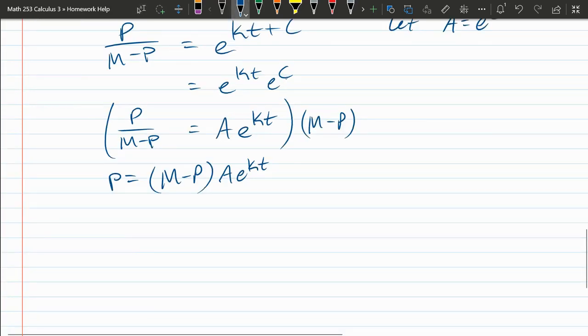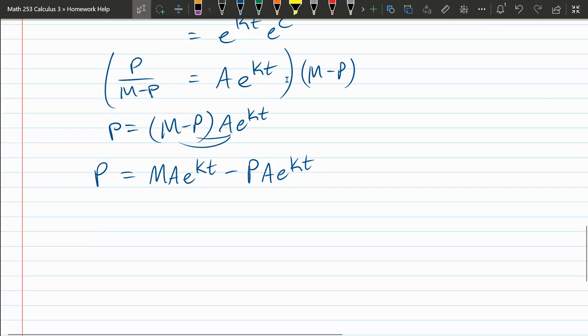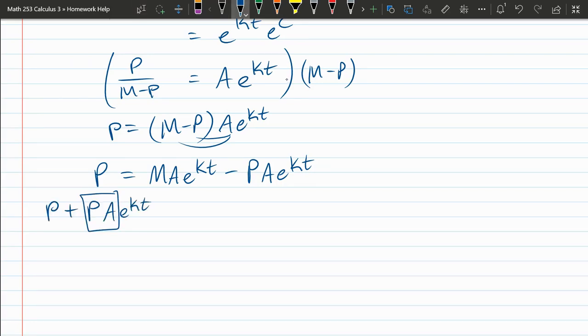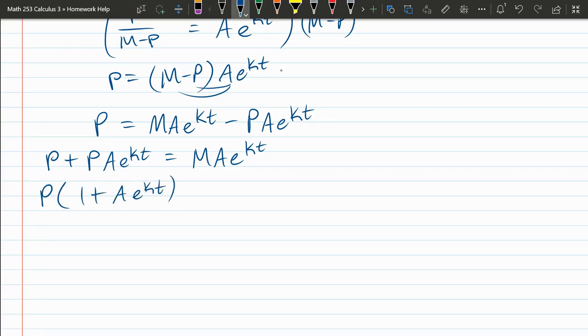Now distribute right here. Trying to solve for p, so now I can get all the p on one side. And we have p plus p a e to the kt. Now p is not a constant, so I can't replace this by a new constant, because again, p is a variable. And what is left? M a e to the kt. All right, here, my favorite F word, factor. Factor out that p. That's exactly why we did all this work, all that algebra to get here.